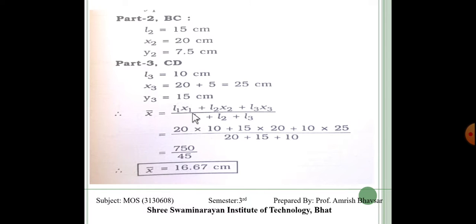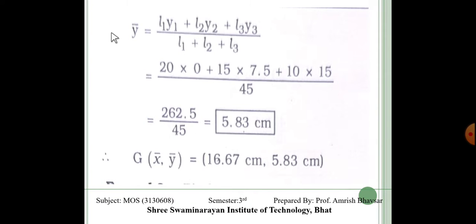X bar is equal to L1 x1 plus L2 x2 plus L3 x3 upon L1 plus L2 plus L3. So after putting the values we will get x bar is equal to 16.67 centimeter. Same way y bar is L1 y1 plus L2 y2 plus L3 y3 upon L1 plus L2 plus L3. So we will get 5.83 centimeter. So the center of this one-dimensional element, G (x bar, y bar), is equal to 16.67 centimeter and 5.83 centimeter.